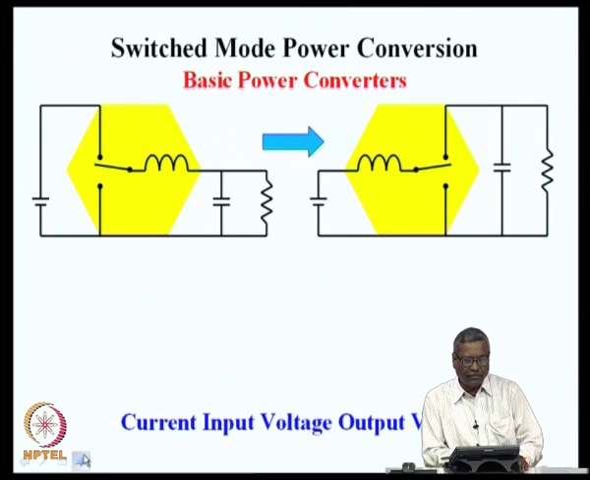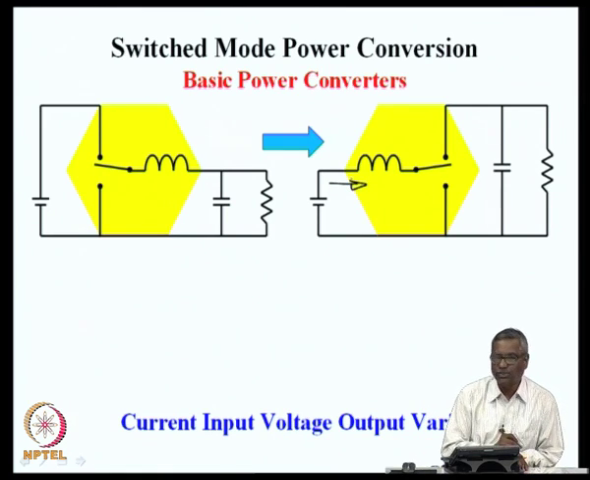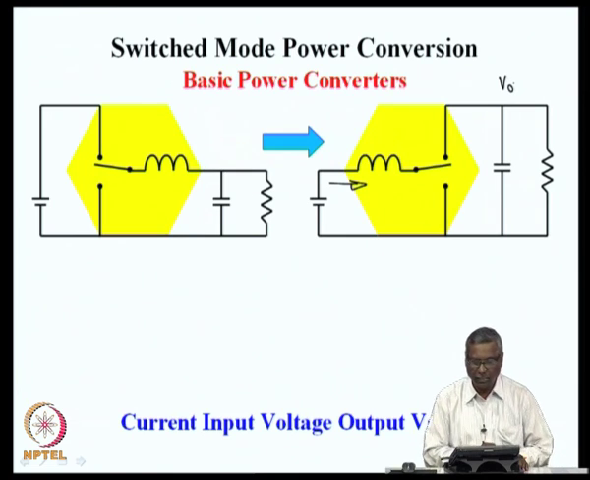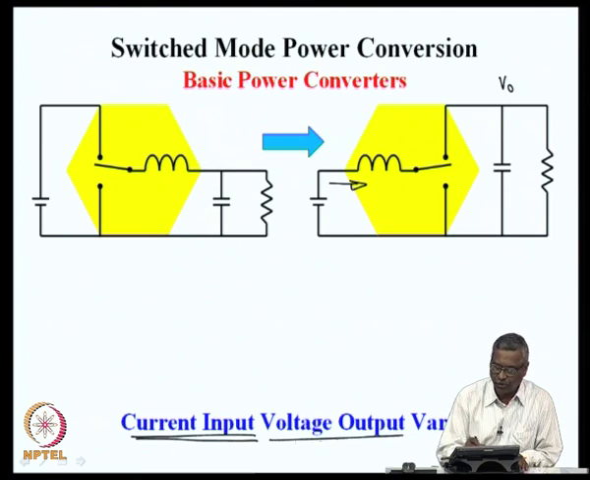The second converter that we would like to see today is the current input voltage output variant, where the input side current is stiff. From the source we draw a nearly constant current because of the presence of the inductor on the input side, and then on the output side this current is being used to charge a capacitor, so that the output side has the voltage to be stiff. So, we might define this converter as current input and voltage output variant.